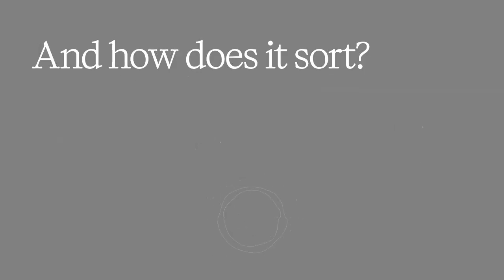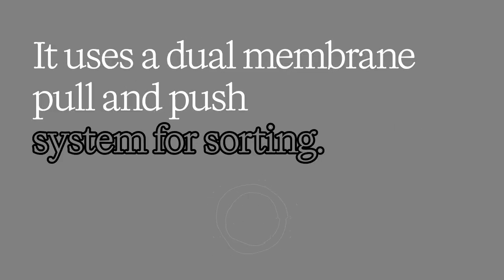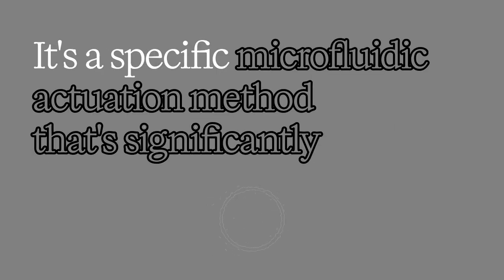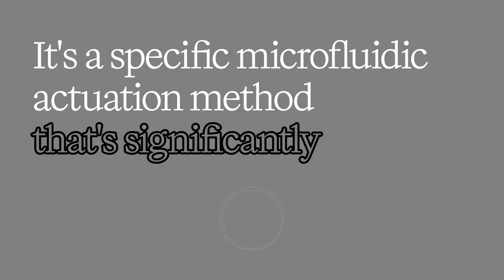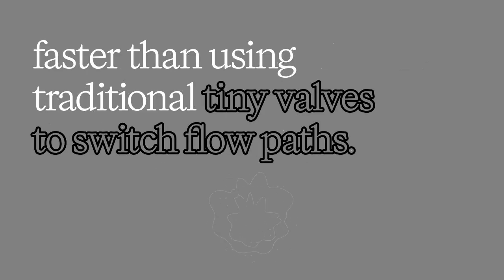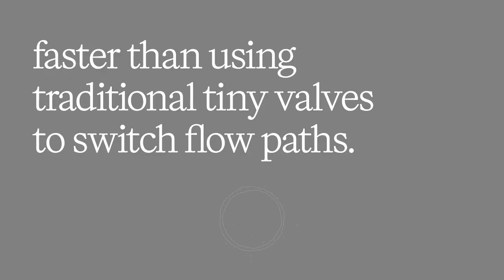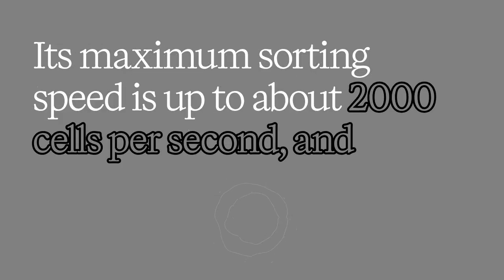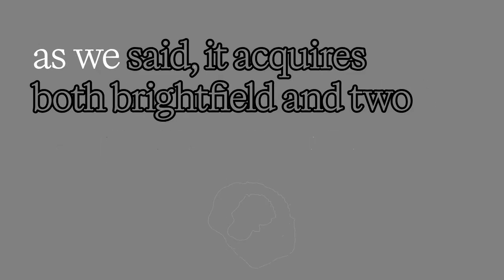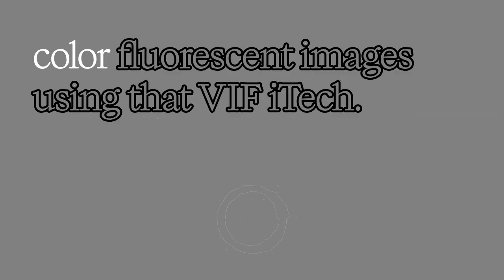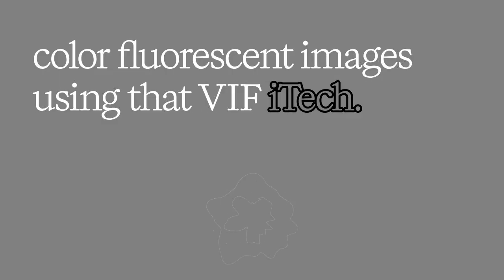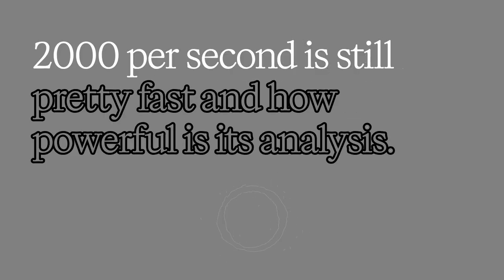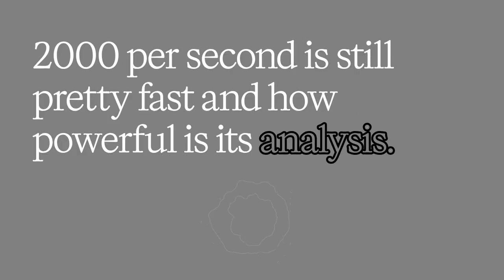And how does it sort? It uses a dual-membrane pull-and-push system for sorting. It's a specific microfluidic actuation method that's significantly faster than using traditional tiny valves to switch flow paths. Its maximum sorting speed is up to about 2,000 cells per second, and as we said, it acquires both bright field and two-color fluorescent images using that VIF tech. 2,000 per second is still pretty fast. And how powerful is its analysis?